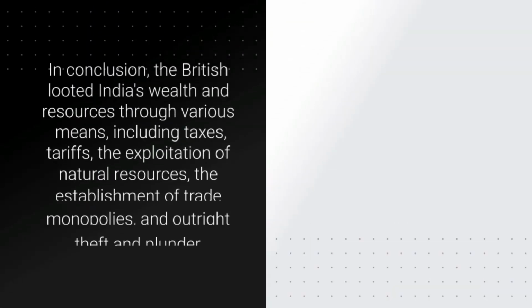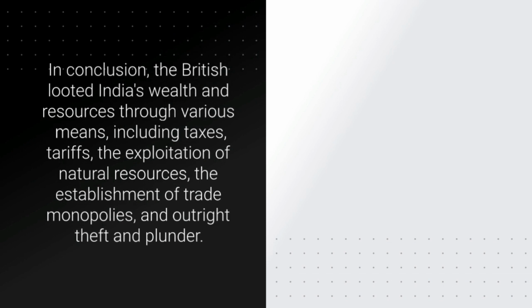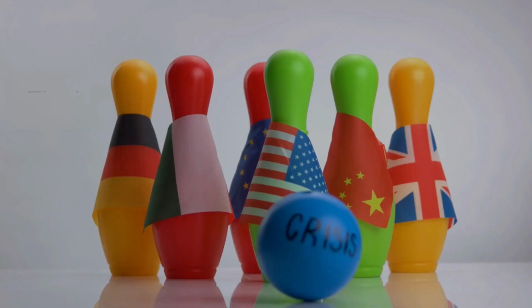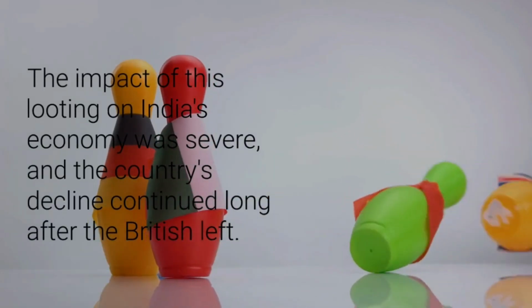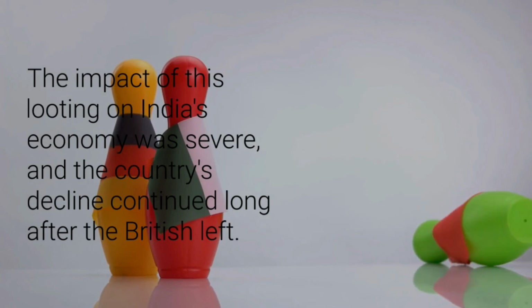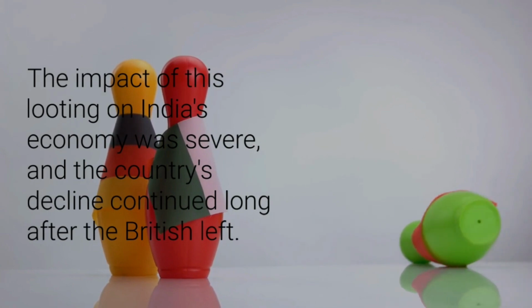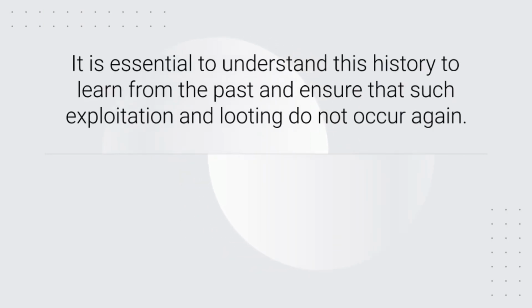In conclusion, the British looted India's wealth and resources through various means, including taxes, tariffs, the exploitation of natural resources, the establishment of trade monopolies, and outright theft and plunder. The impact of this looting on India's economy was severe, and the country's decline continued long after the British left. It is essential to understand this history to learn from the past and ensure that such exploitation and looting do not occur again.